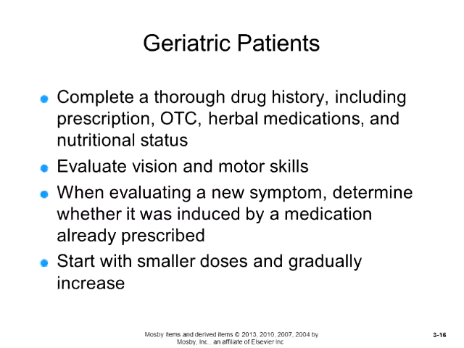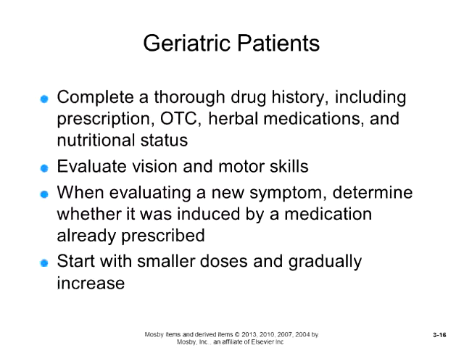we want to complete a thorough drug history, including prescription, over-the-counter, herbal medications, and nutritional status. Be sure you ask them about supplements. Say supplements, because sometimes they don't understand some of the things that we say. So make sure that they understood the question you're asking them. We also need to evaluate their vision and motor skills. And when you're evaluating a new symptom, determine whether it was induced by a medication already prescribed.